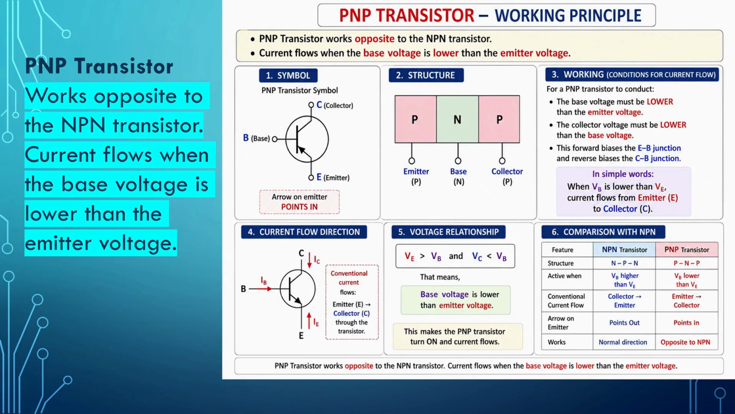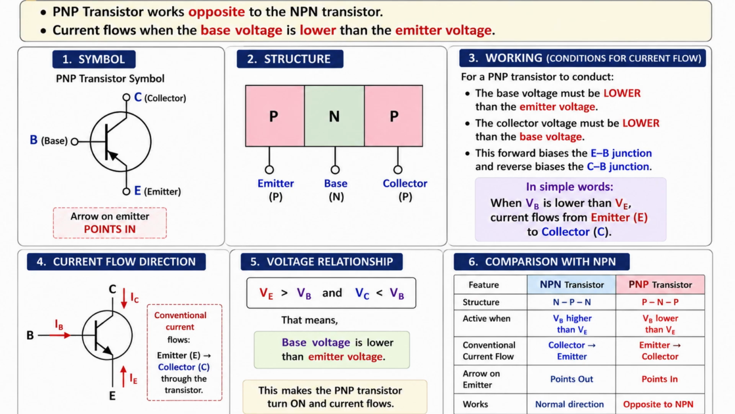Now let's see the PNP transistor. Its structure is reversed, featuring a layer of N-type semiconductor sandwiched between two layers of P-type semiconductor, forming the emitter, base, and collector. Unlike the NPN, a PNP transistor conducts when the base voltage is lower than the emitter voltage. This causes conventional current to flow from the emitter to the collector.